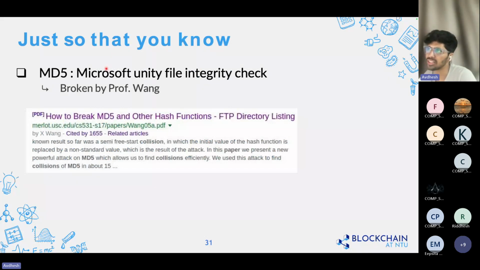The second hashing algorithm that we have is MD5. MD5 is Microsoft Utility File Integrity, which was broken by a Chinese professor named Prof. Wang. MD5 was used to check all the system files before booting the Microsoft system. This was very essential for any Microsoft device. What it used to do was go to the kernel and check whether all the files are there or not. If there is any problem or issue, it will not boot up. So this was a major drawback for MD5 and for Microsoft in general.